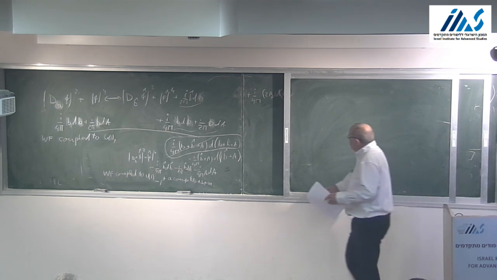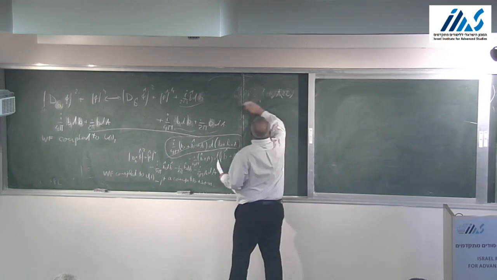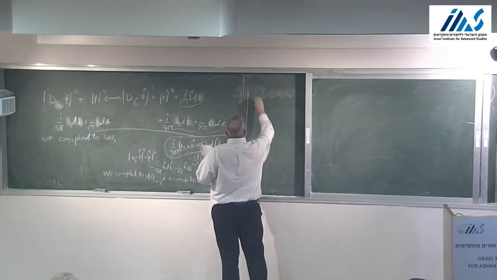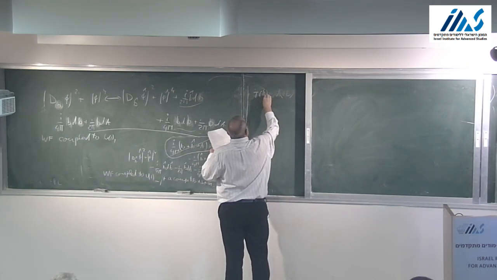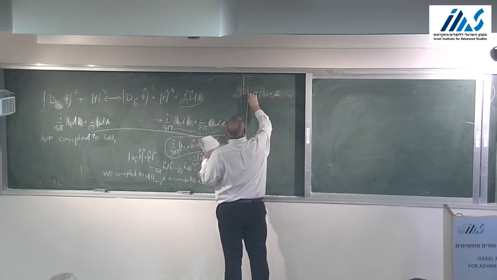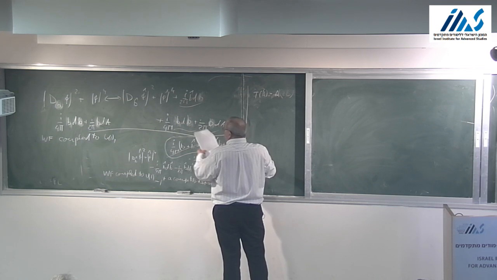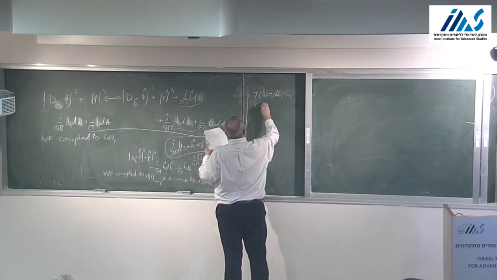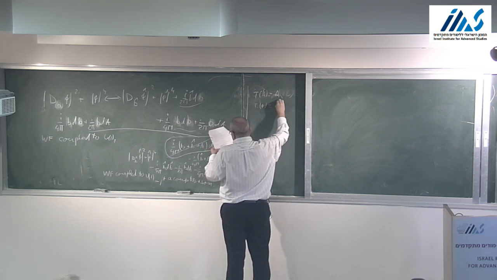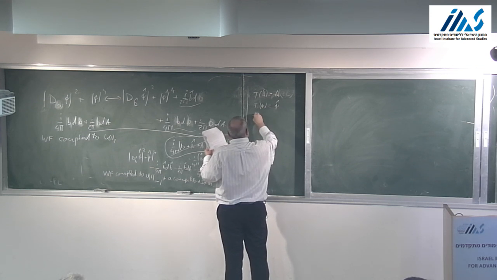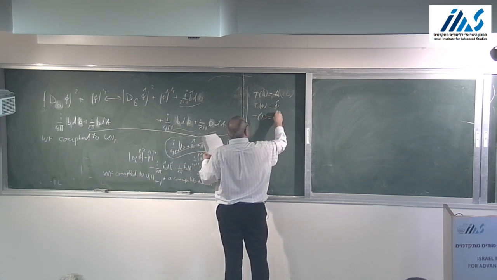So I can be a little bit more precise. I continue to use my conventions. The T of A is minus A. And if we just follow the signs here, I would say that T of phi is phi hat, and T of B is minus B hat.